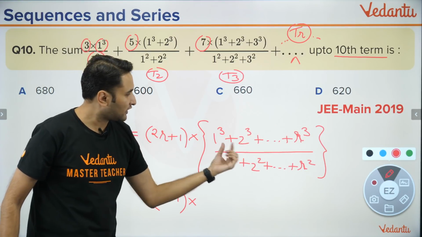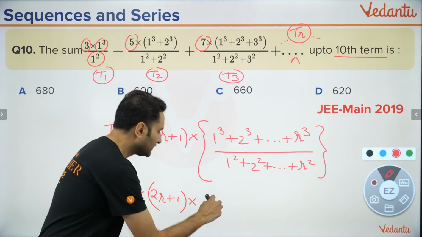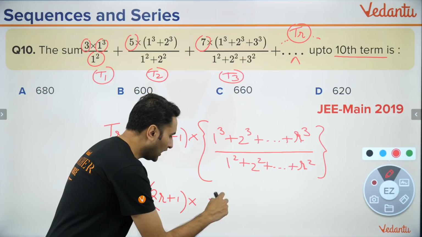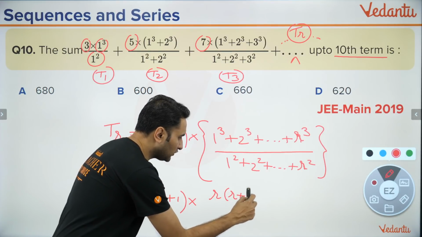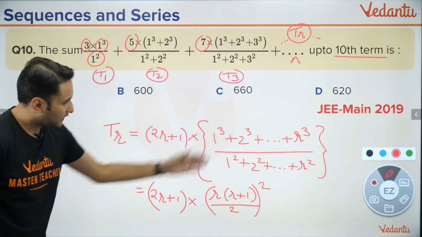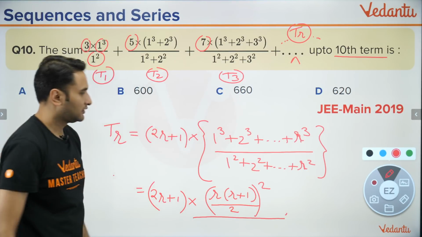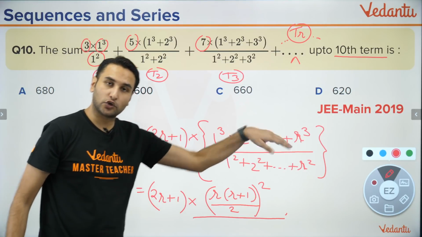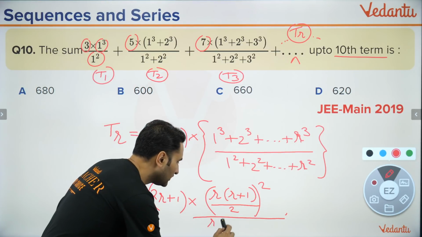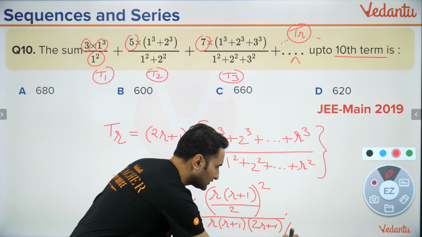ठीक है. तो कितना हो जाएगा? 1 क्यूब 2 क्यूब से लेके r क्यूब कितना हो जाएगा? This is the formula, that is r plus 1/2 का होल स्क्वायर. और डिनोमिनेटर बच्चों कितना हो जाएगा? Denominator will be n plus 1 into 2n plus 1/6, मतलब r into r plus 1 into 2r plus 1/6.